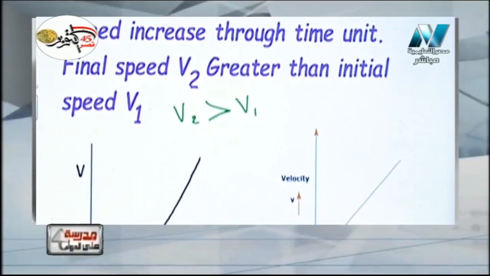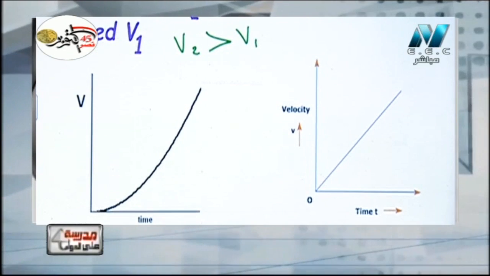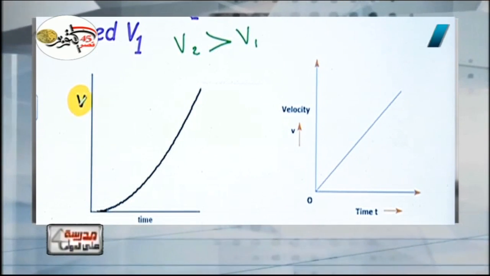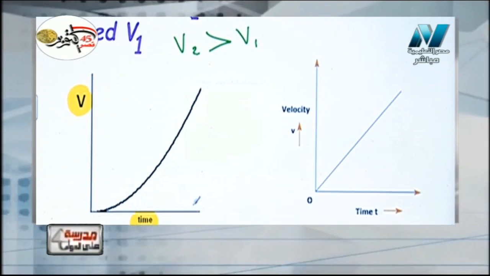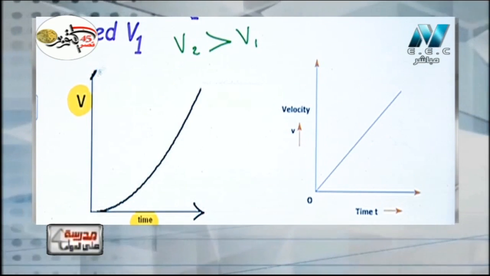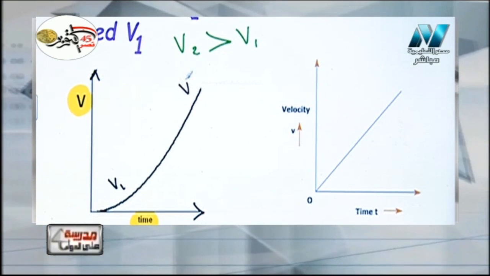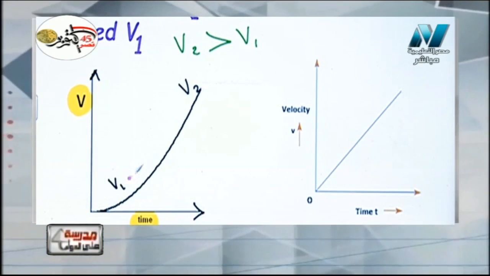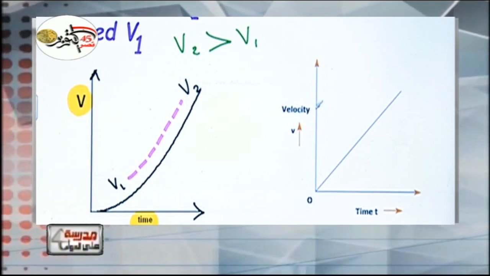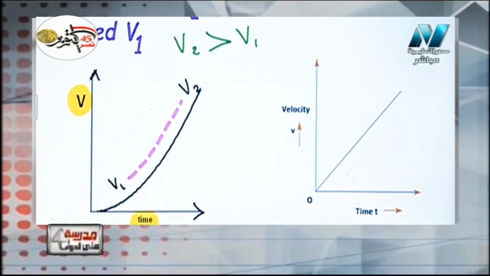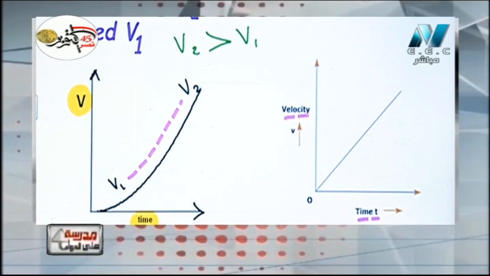And we can represent this relation between speed and time as we have V, our axis of speed, and axis of time. We have two axes in this graph, T and V. So we have V1 here, and here we have V2. So the speed increases as time passes. And here we have the same speed or velocity and time. Of course, in lesson 2 we will learn the difference between velocity and speed.